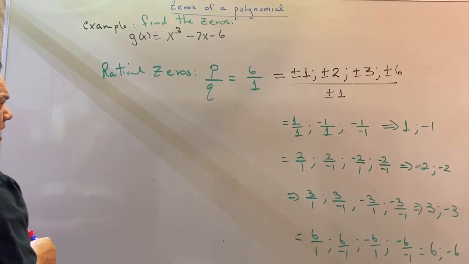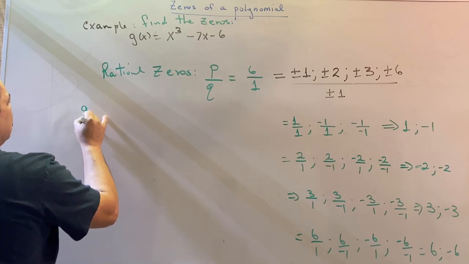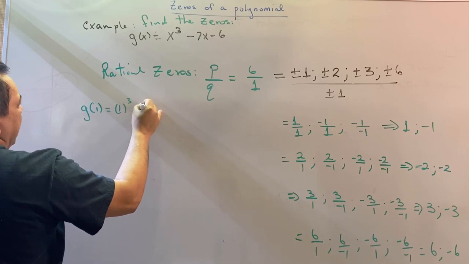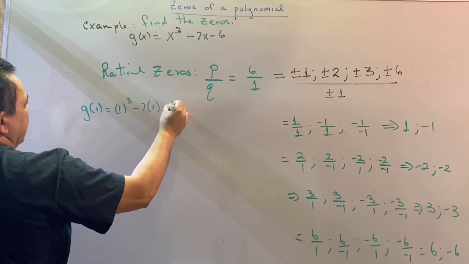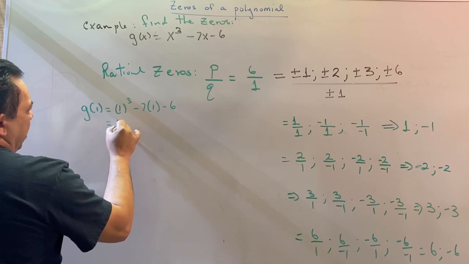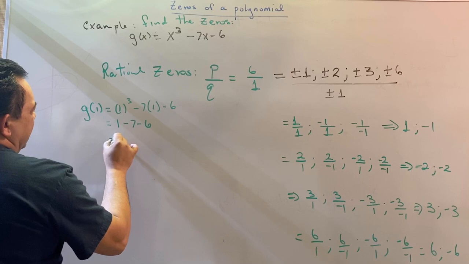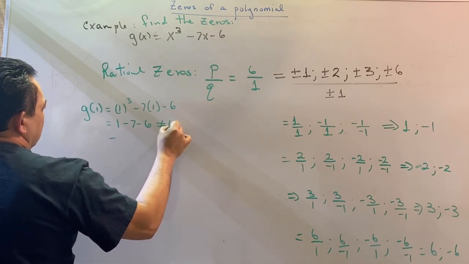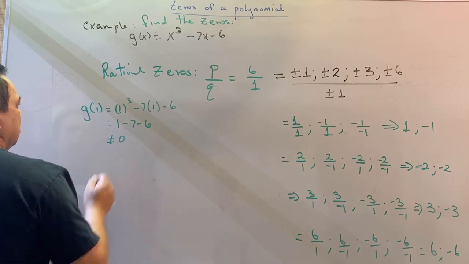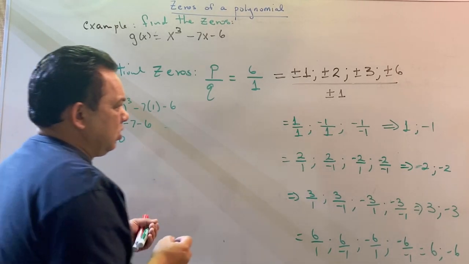Well, let's just check, is 1 a factor? What is g of 1? Well, that becomes 1 cubed minus 7 times 1 minus 6, which is equivalent to 1 minus 7 minus 6, and that does not equal 0, right? Not equal to 0. So our conclusion is 1 is not a 0. So this one here is out.